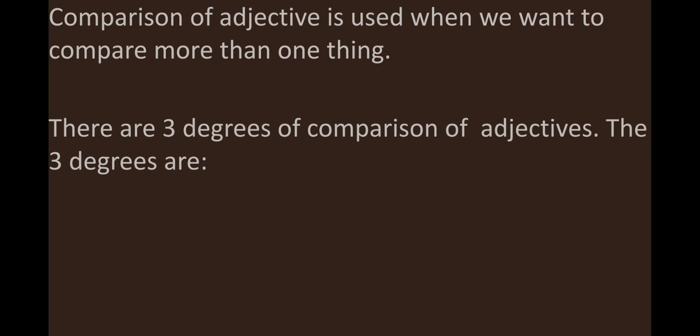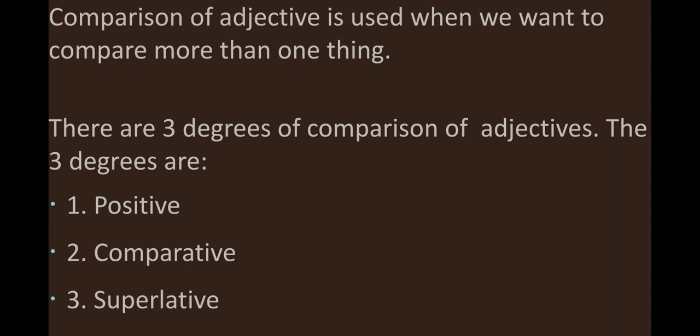There are 3 degrees of comparison of adjectives, and the 3 degrees are the positive, the comparative, and the superlative. Now, remember that degrees mean levels. That means we increase. There is an increase. It's getting bigger or it's getting smaller. So there is a progression. The 3 degrees of comparison are the positive, the comparative, and the superlative.